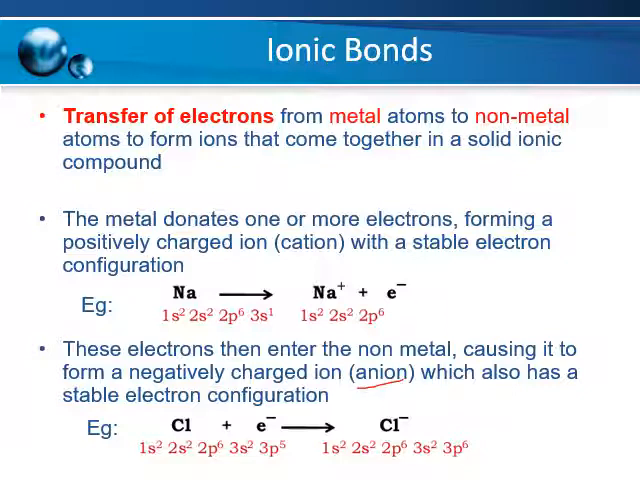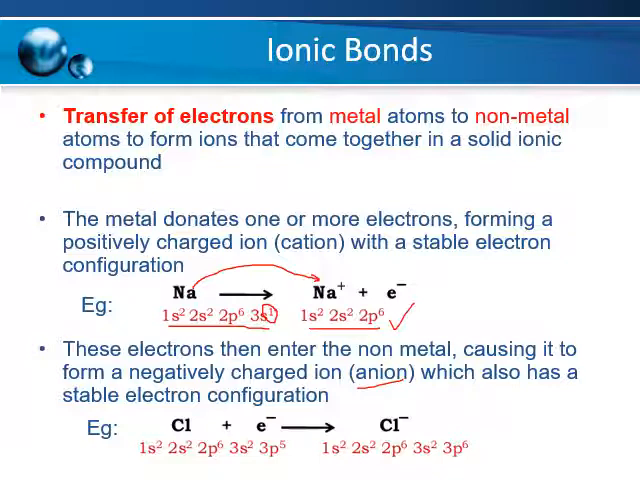Alright, so this is how it happens. Na will donate 1 electron to become Na+. Na is 11, 1s2 2s2 2p6 3s1. So we have 1 extra electron here that we can donate. This one will be donated easily to become Na+, where you have 10 electrons now, which fulfills the octet. So this is much more stable.